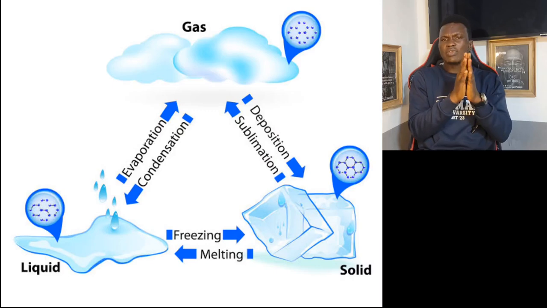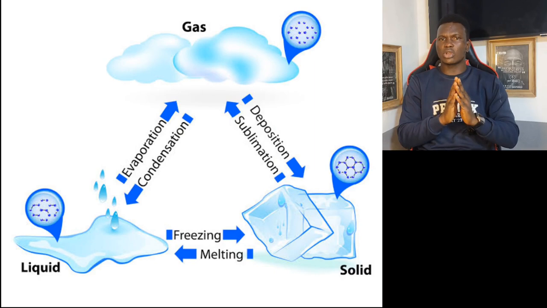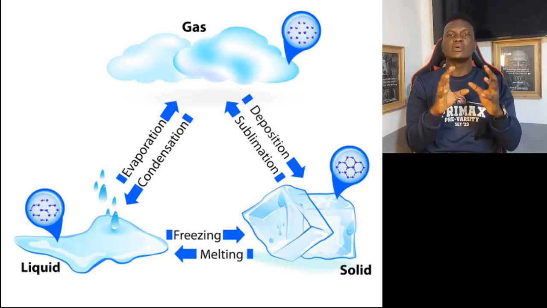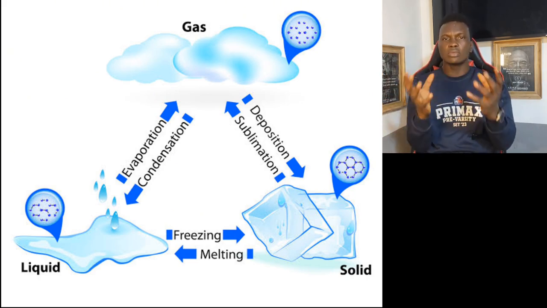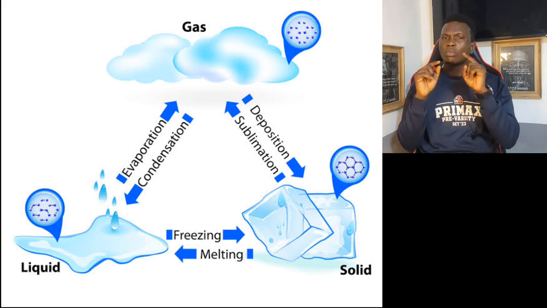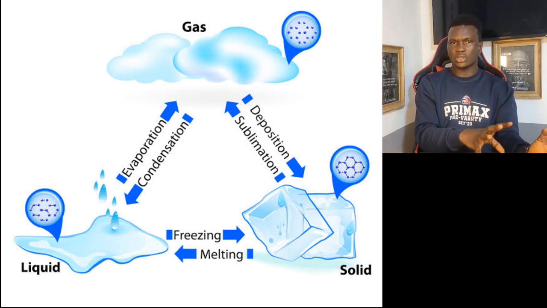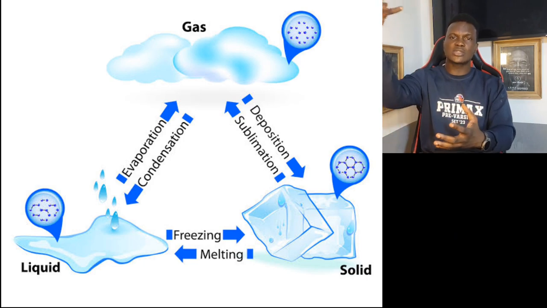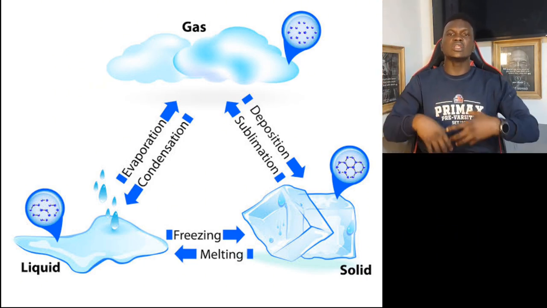So what are the things involved in change of state? Whenever you are going from solid to liquid, we call it melting. When you are going from liquid to solid, we call it freezing. When you are going from solid directly to gas without passing through the liquid phase, we call it sublimation. I hope you're getting that. But when you're going from gas back to solid, we call it deposition. Now, when you are going from liquid to gas, we call it vaporization. When you are going from gas back to liquid, we call it condensation. So you need to know this change of state. They can ask you anytime.